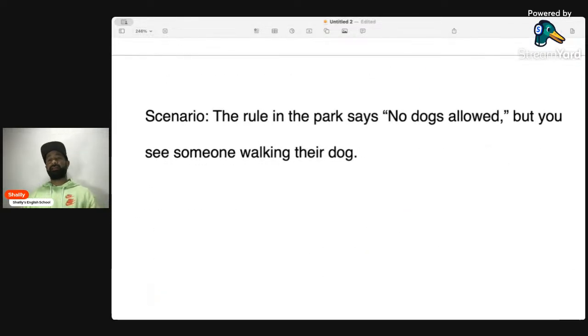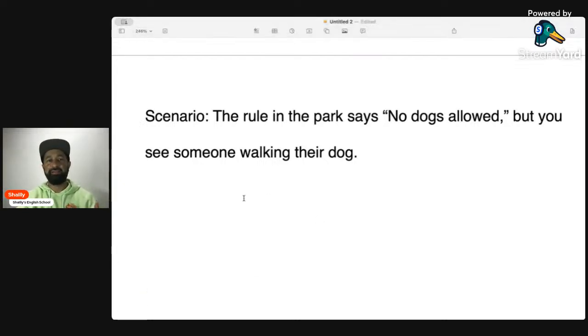Okay, let's look at the next scenario. In this scenario, it says the rule in this park is no dogs allowed. But you see someone walking their dog. There's a sign, no dogs allowed, but you see someone walking their dog.